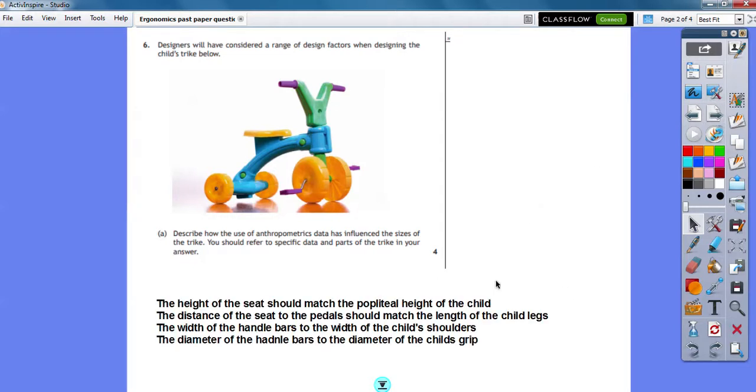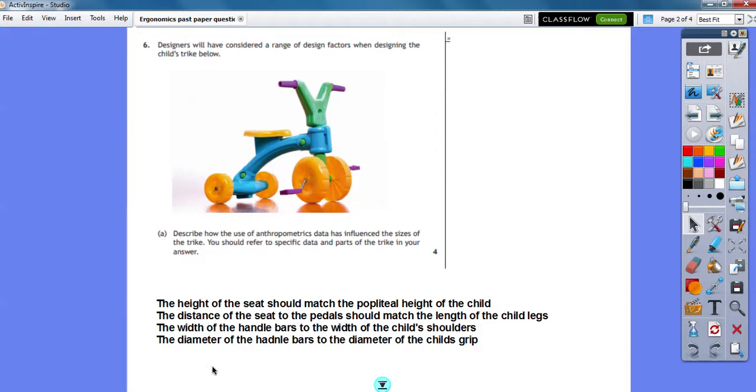So let's have a look at some of the statements that you could write down. We've got the first statement here. It says the height of the seat should match the popliteal height of the child. So the height of the seat from there to the floor basically should be the popliteal height of the child. Now, the popliteal height is a technical word which represents the size from the top of your knee to the sole of your foot. And if you think about it, the child sitting on this trike, that's exactly the size that we need to determine the height of the chair, of the trike.